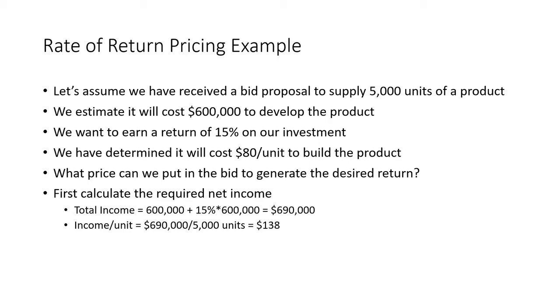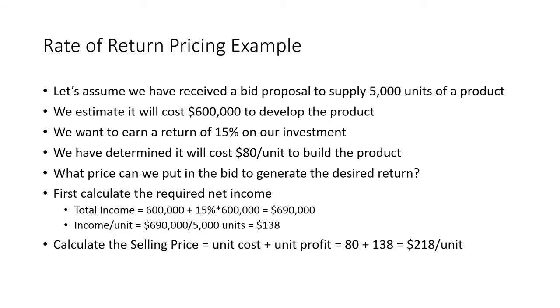So, given that we know the cost to build the product is $80 per unit, and the income that we need to generate for each unit is $138, that tells us that the selling price that we have to charge the customer for those 5,000 units is $218 a unit.